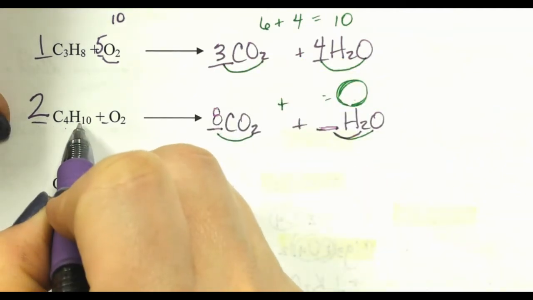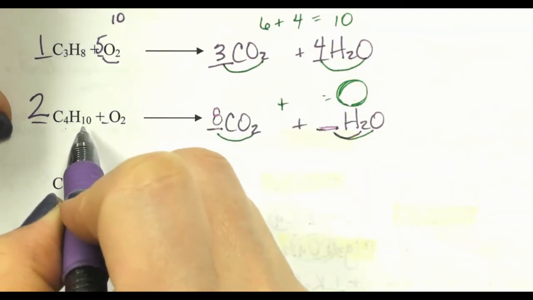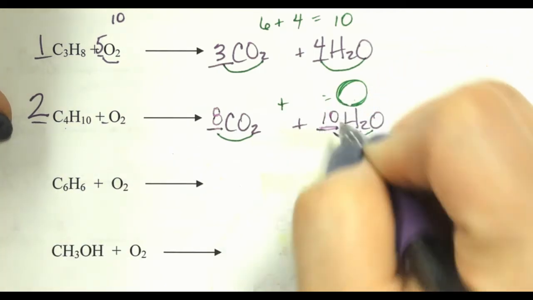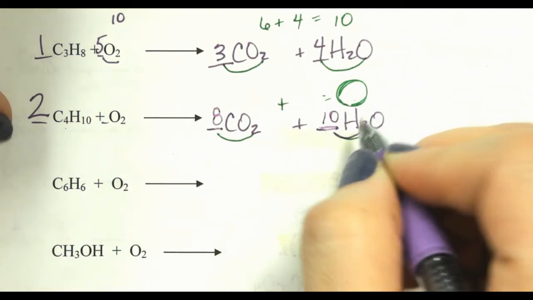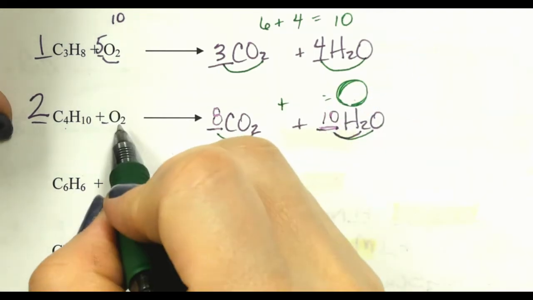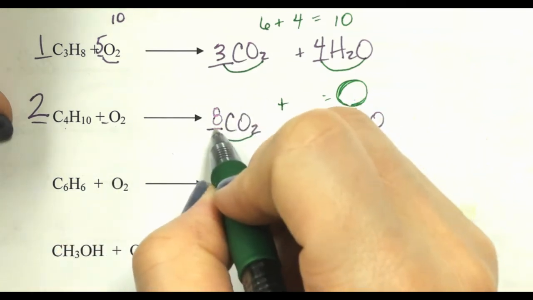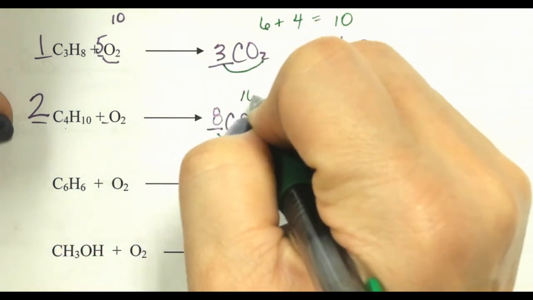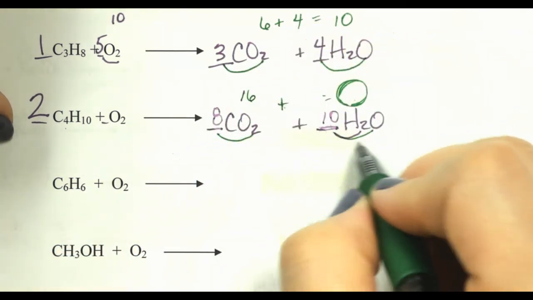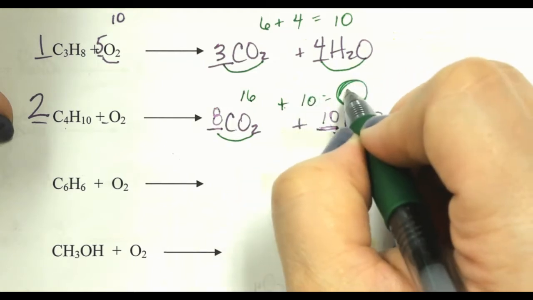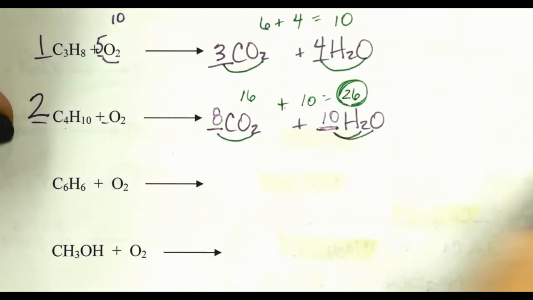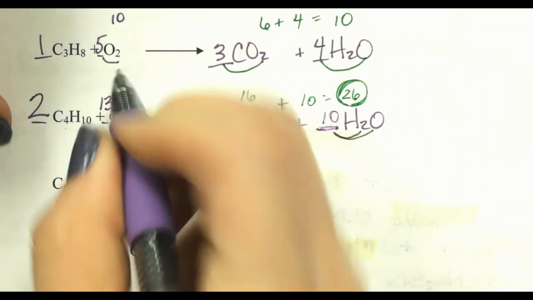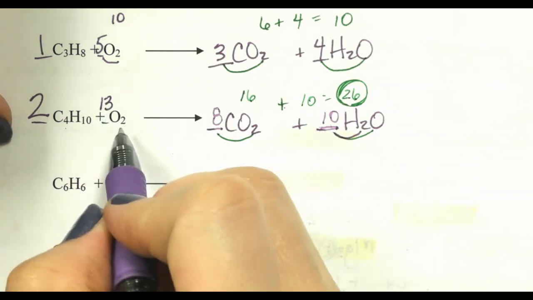2 times 10 is 20 hydrogens. So over here, 10 times 2 is 20 hydrogens. And now we have 2 oxygens. So 2 times 8 is 16 plus 10 is equal to 26, which means I need a 13 there. 13 times 2 is 26.